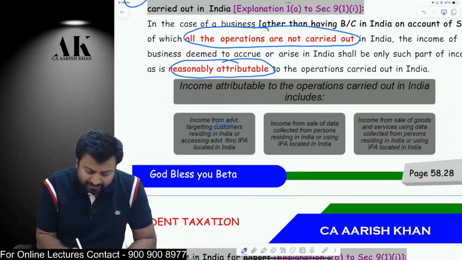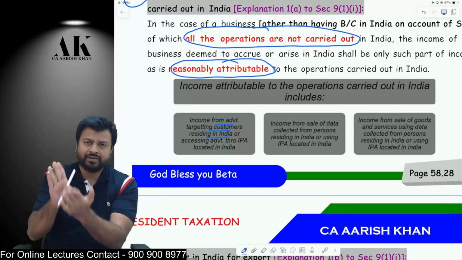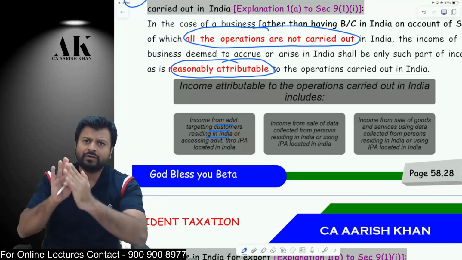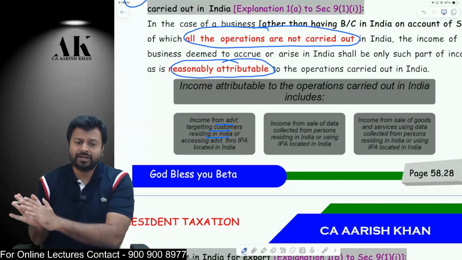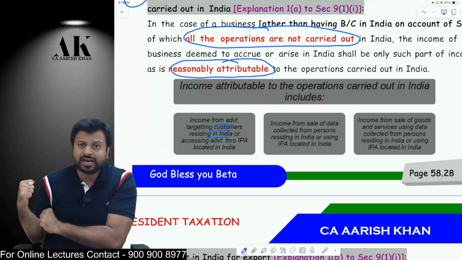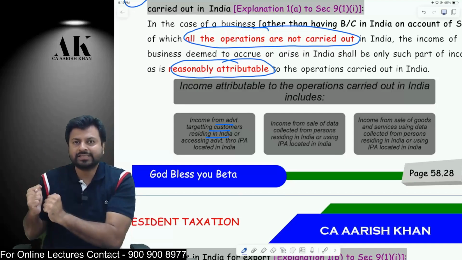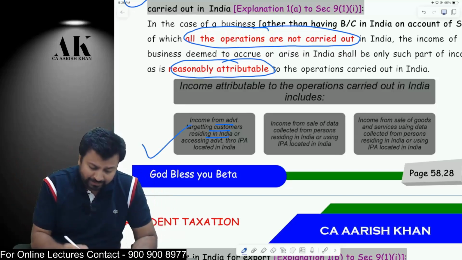An income from advertisement, from targeting. Suppose Amazon is doing some advertisement for, say for example, Samsung, and Samsung is targeting Indian customers. Amazon asks Samsung, which customers do you want to target? Samsung says, I want to target Indian customers. So whatever income is earned by Amazon from that will be deemed to accrue or arise in India.